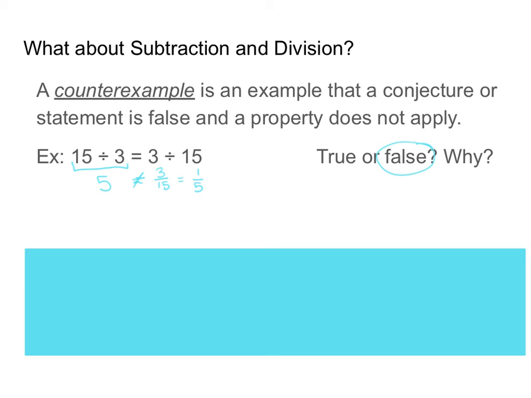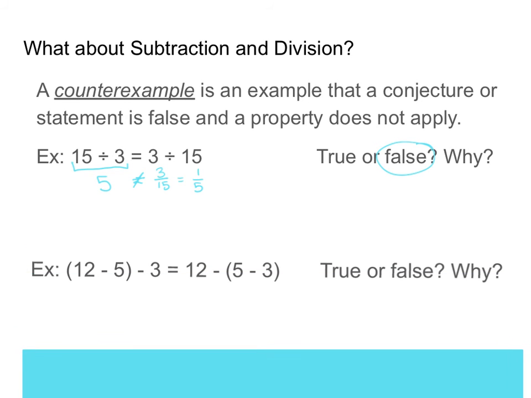Let's look at the subtraction. So looking at the subtraction, I see that 12, is this the same or not? So 12 minus 5 is 7, and then I'm going to take away 3, so that would be 4. Does 4 equal this? So I'm going to do my parentheses first, so this would be 2, and so I'd have 12 minus 2, and that's 10. These do not equal. So what does this mean? That means that subtraction and division do not work with these properties, only addition and multiplication.